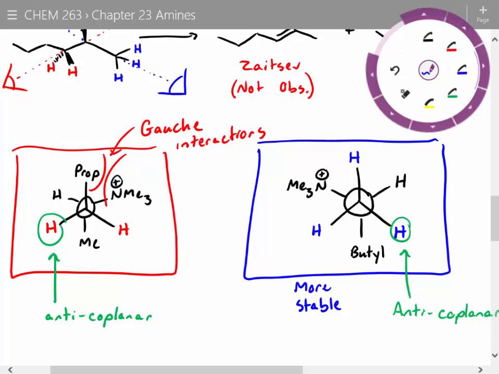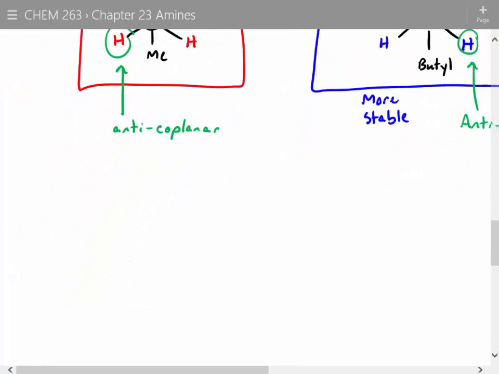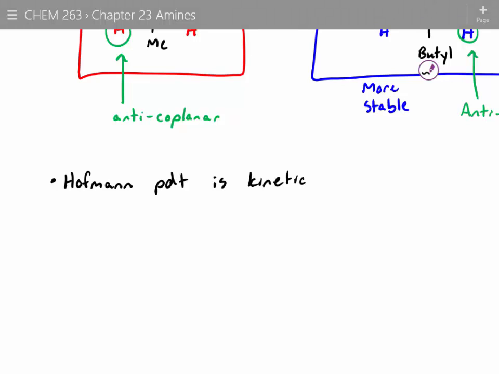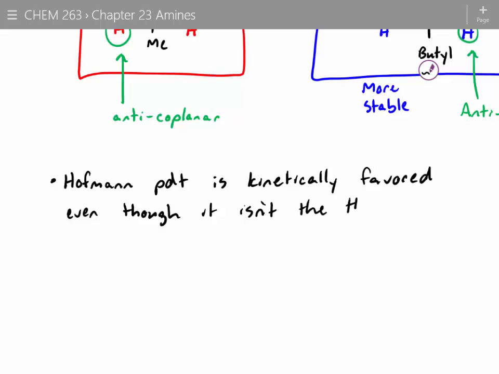So let's make a little note of the regiochemical observations. Hoffman is kinetically favored, even though it isn't the thermodynamic product.